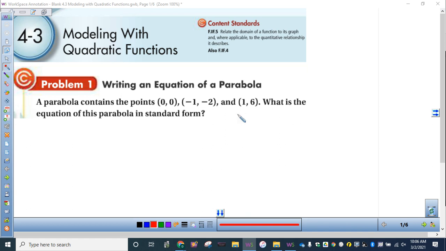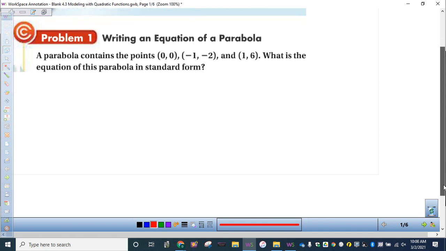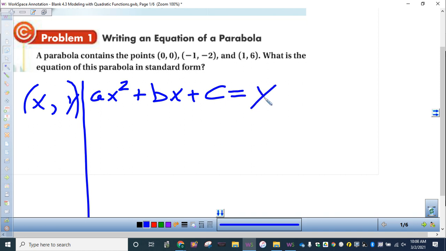So write those three ordered pairs down, 4.3 modeling with quadratic functions, and we are going to develop kind of a weird-looking XY table to deal with this problem. So the difference in the XY table is as follows. You do the ordered pair at the beginning. The standard form of a quadratic goes in the middle.